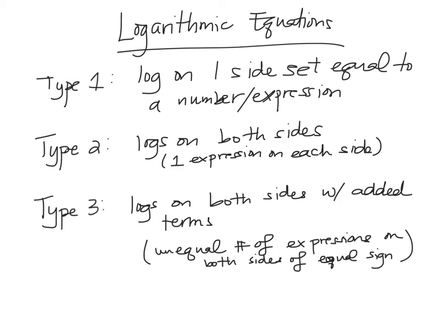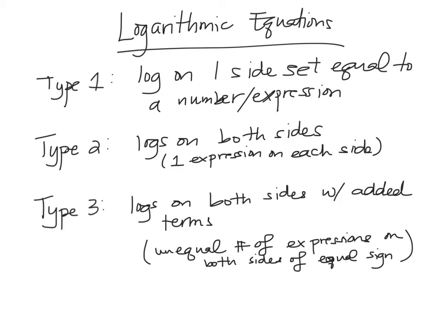All right, so now we're going to move on to logarithmic equations. There are three types of log equations that you will see. Type 1 is where there's a log on one side set to a number or expression on the other side of the equal sign. Type 2 is where there's one log expression on both sides of the equal sign.